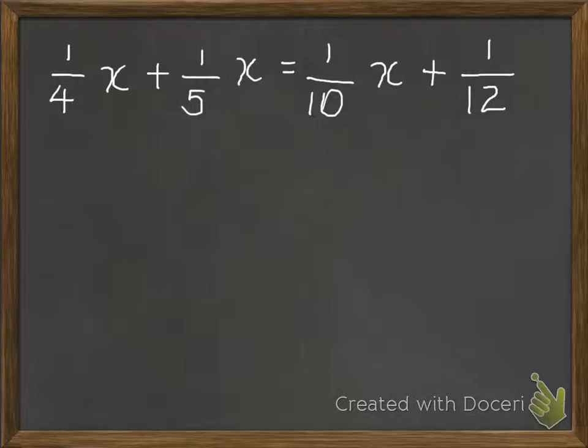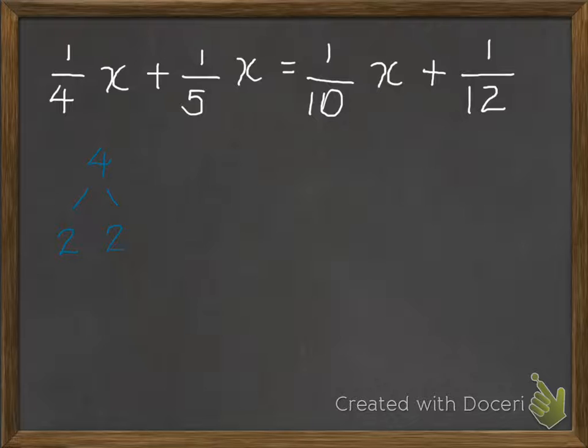Finding the lowest common denominator in this equation is a little trickier. Some of you may see it right away, but if you don't, here is a trick you can use, a sure method. Take each of your denominators and prime factorize them.